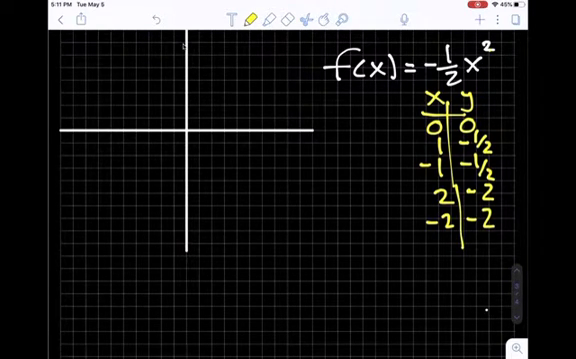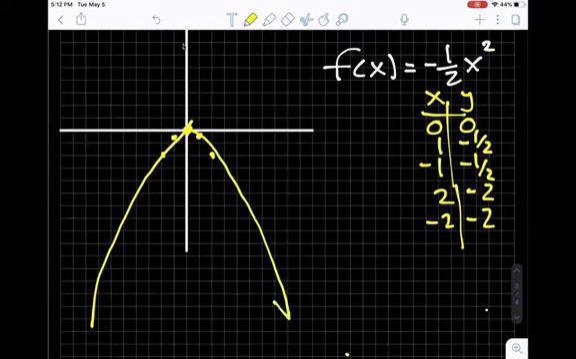So I'm going to get this parabola that starts here. That's my 0, 0 point. And I have 1, negative 1/2, which gives me a point there, and 2, negative 2. So you're going to get this matching shape that opens up a lot more slowly than the other one, but it's still a parabola.